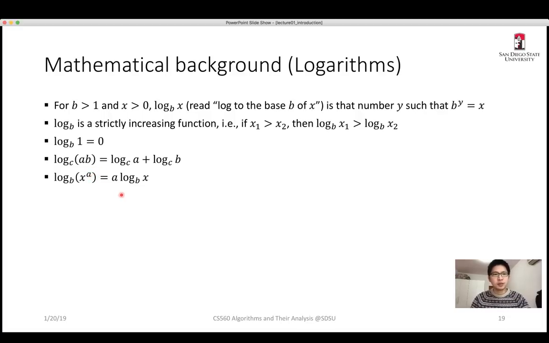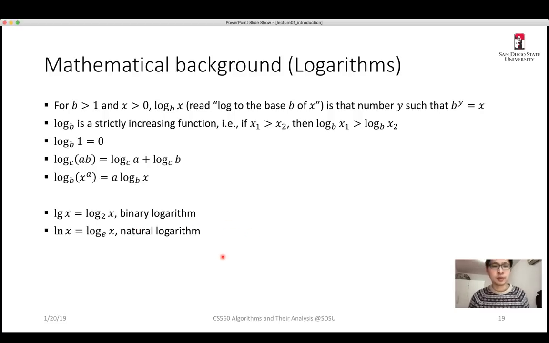Here the log function is defined using an arbitrary base b, but in more common situations we want to use a binary logarithm, which uses the base 2, and a natural logarithm, which uses the base e. But throughout this course, we'll use the base 2 logarithm more often.